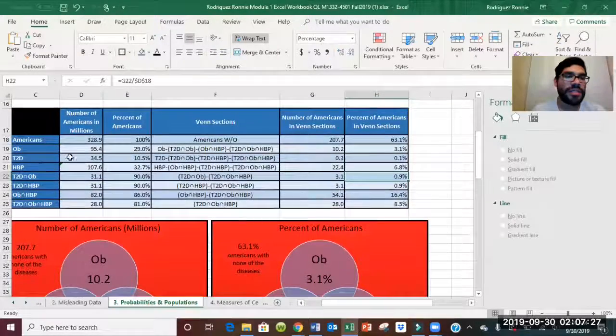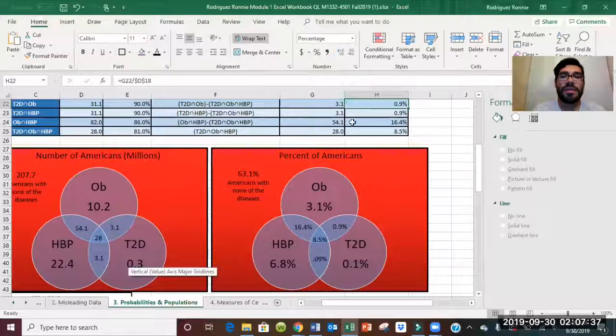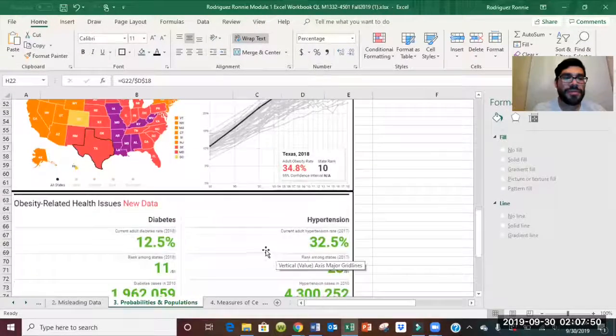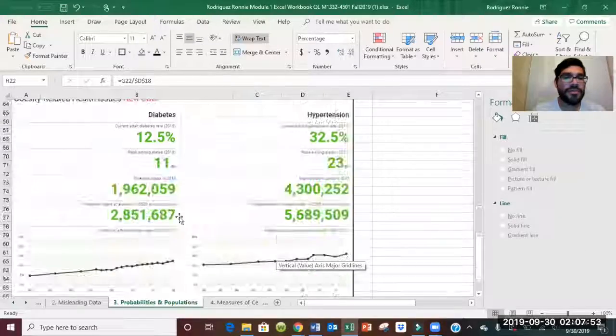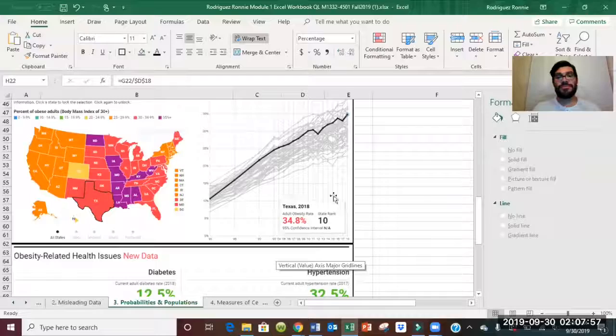So first we did the millions. So we did whole numbers, 207.7 million Americans with none of those diseases. They go on the outside. Obesity, 10.2, high blood pressure, type 2 diabetes. Then we took the percentages, 63.1, which is the same exact info, just in percentages. Obesity, high blood pressure, type 2 diabetes. And then just some information about American population, obesity, diabetes, hypertension. For Texas, actually. This is for Texas.